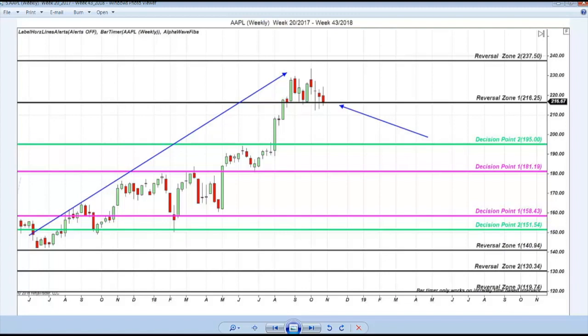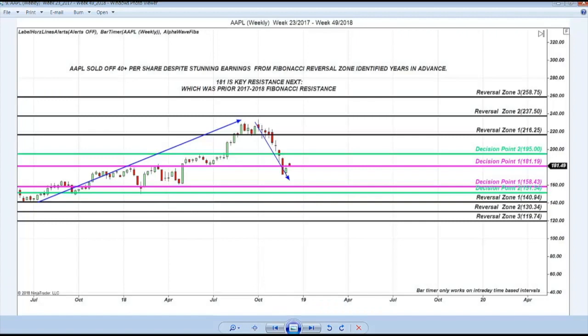What does the price do? Crushes after key support is broken. Spectacular earnings don't mean a thing. Fibonacci reversal zone means everything. This is what Apple does next. Poor Apple. Where is Apple now?